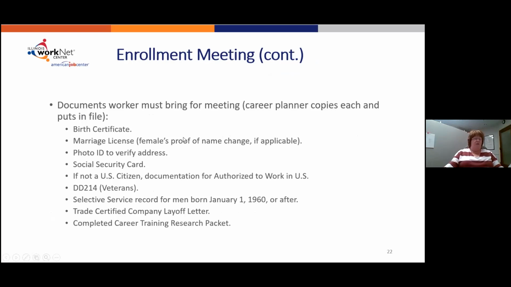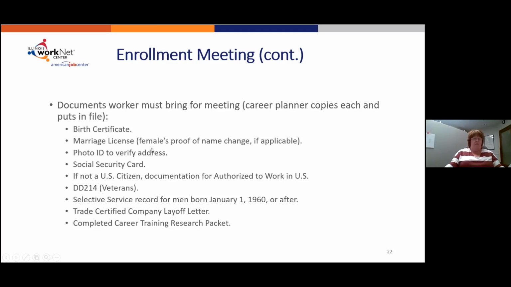Some of the documents that the worker needs to bring for this meeting that you're going to copy and put in the file: a birth certificate. And you don't have to have only the birth certificate. There is a document we will provide that has the list of documents that will provide documentation of the eligibility for authorized to work, or to prove who they are. There's a whole list of documents, and we will provide that at a later training session. We do have those available, and we will give those.